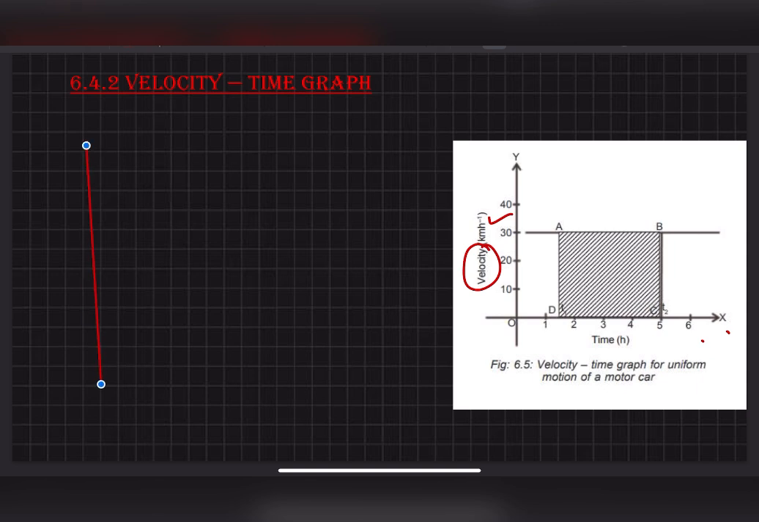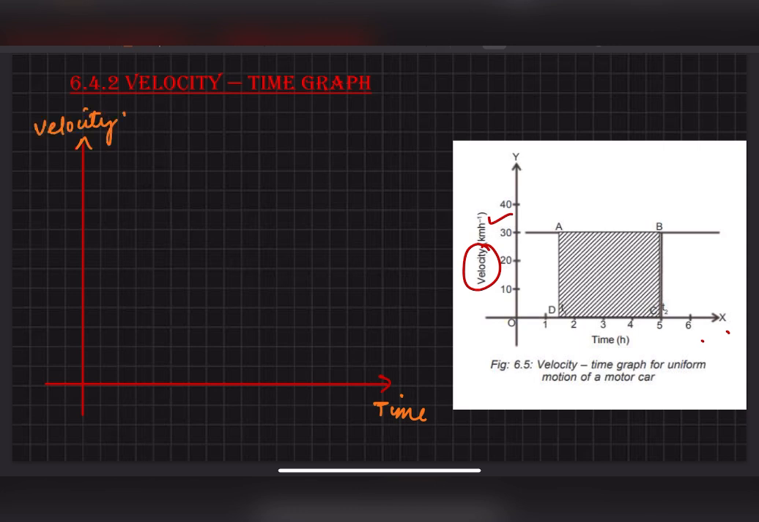Just before, while drawing the graph, this was distance, right? And this was time. This is the distance time graph. Now we are talking about velocity. So velocity means here it will be velocity.